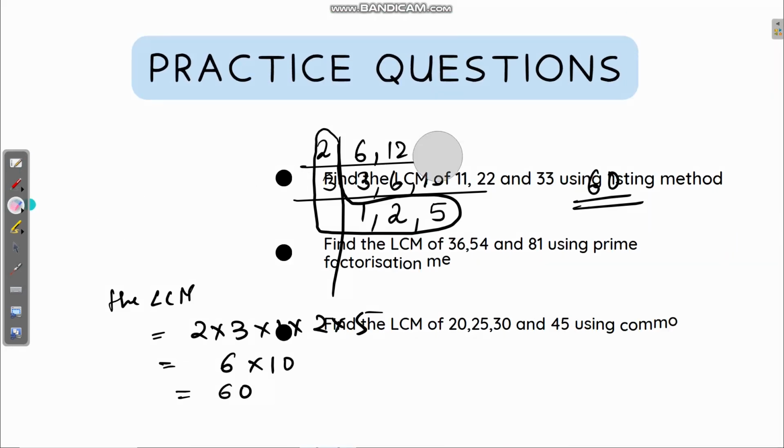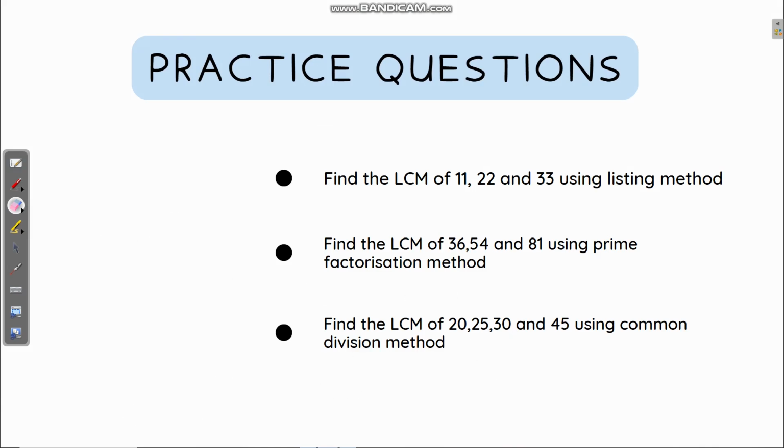So it's a practice question for you all. So there are few questions. There are 3 questions. Find the LCM of 11, 22 and 33 using listing method. So you need to list down all the numbers and whichever is the first common number, that is the LCM.